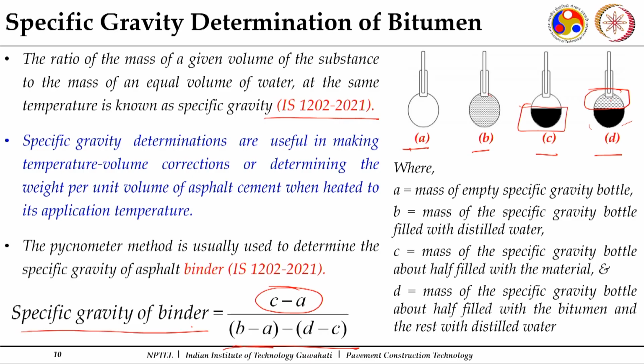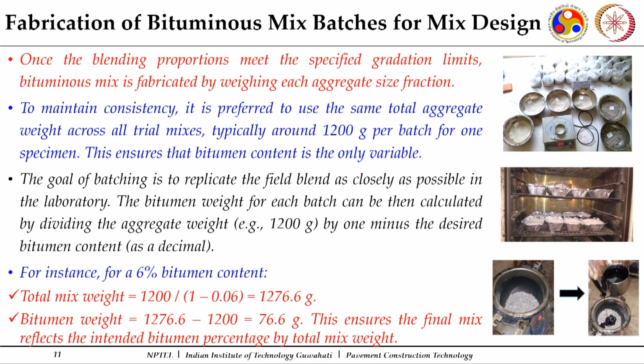So, now you have the specific gravity of aggregates with you, you have the specific gravity of binder with you, you have the specific gravity GSB of the blend also, and for individual aggregates also, and you have the specific gravity of bitumen. The only thing which we will further discuss is the GSE, the effective specific gravity of aggregate.